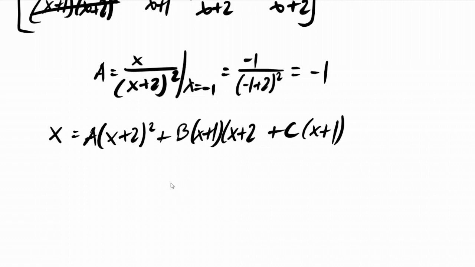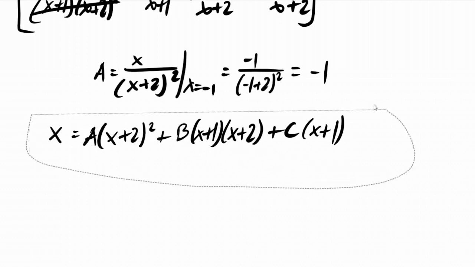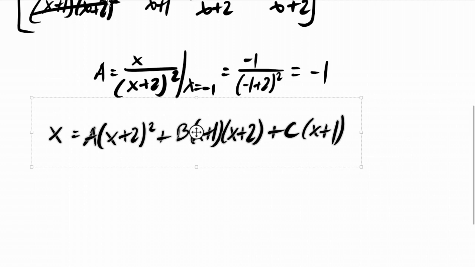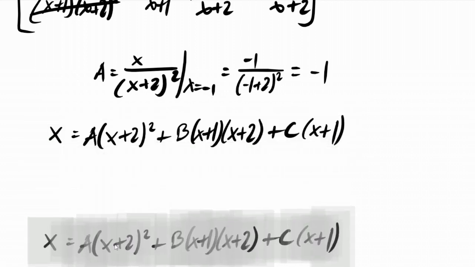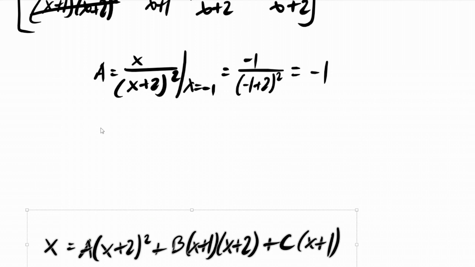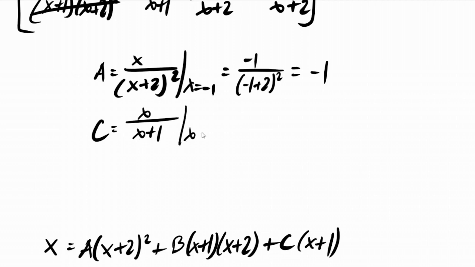So next, we will substitute a here. This is negative 1, right? For that, we can also get the value of c from the cover-up method, right? So first let us get the c here, x over x plus 1.